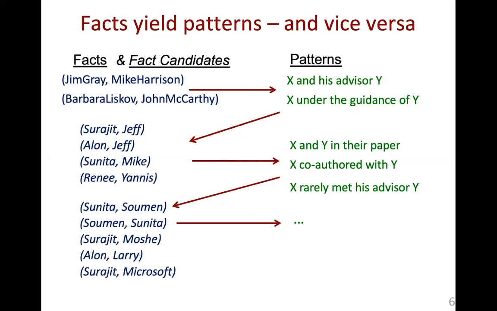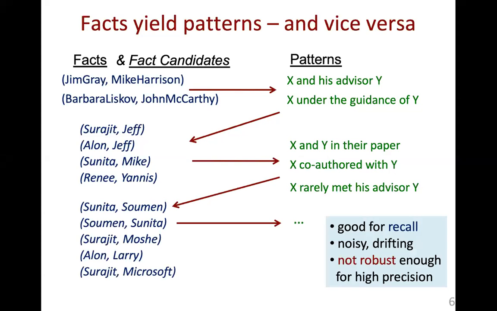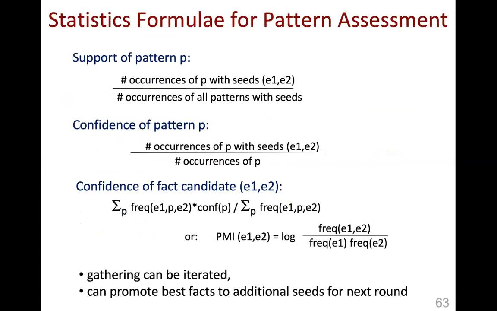So this is like a continuous process. Yeah, so facts yield patterns, and then patterns yield facts, and facts yield patterns yield facts. So this is how you can grow this knowledge structure. It's good for recall, but it's very noisy and not robust enough for high precision, right? So sometimes this process gets uncontrollable, you might get quite low precision.